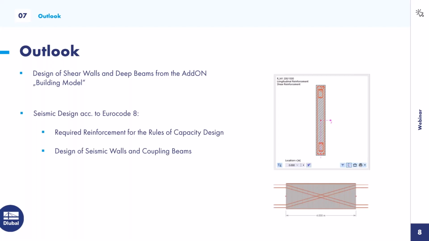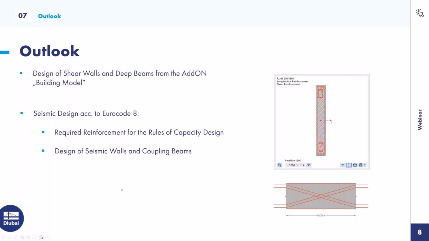Further, our team is working on the seismic design according to Eurocode 8. Last year, we already released the design of reinforced frames. It means the ductility, the constructive rules, and the capacity checks like strong column, weak beam are already available in RFEM 6. Now we are working on the required reinforcement for the rules of the capacity design.